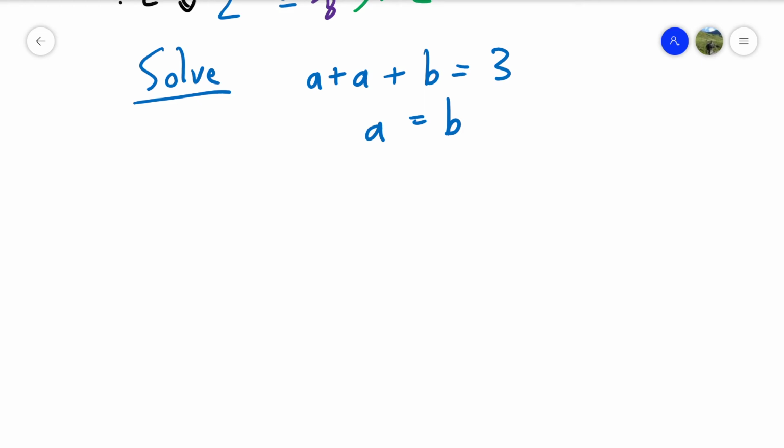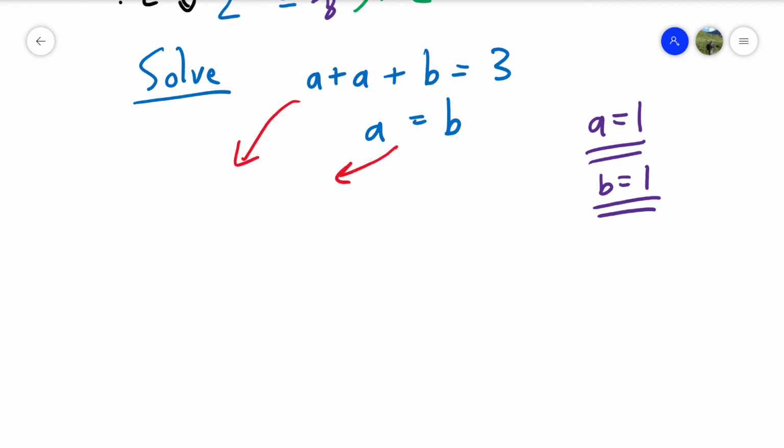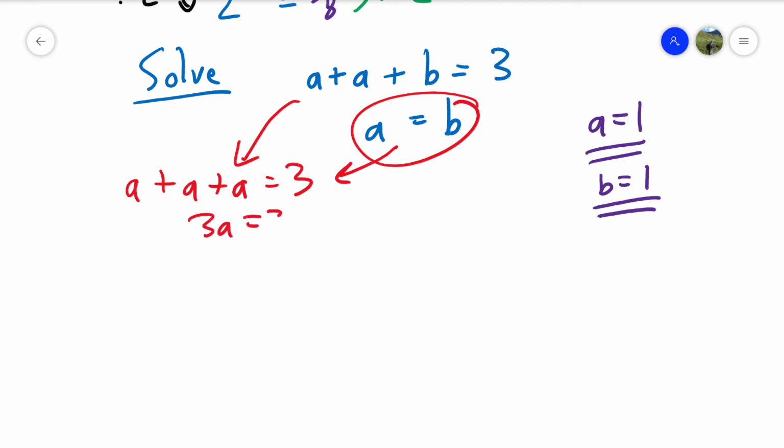And the answers are, I'm just going to write the answers straight away. A equals 1 and B equals 1. Now I'm just going to look at how we answer that. I'm going to take these two equations and add them. Now I know that A is the same as B because of this equation here. So I can then write 3A equals 3. That works, doesn't it? Divide both sides by 3. A equals 1.